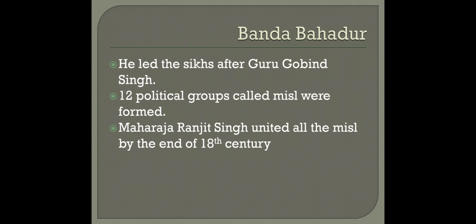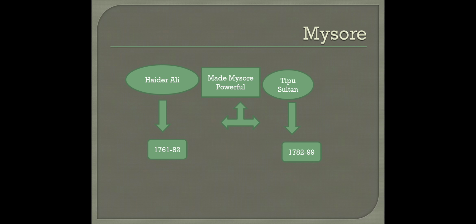Now after Guru Gobind Singh Ji, the Sikhs were led by Banda Bahadur, who was the military commander of the Khalsa army. Then by the 18th century, there were 12 political groups which were formed, known as misl. Each misl was looking after a specific area and had a leader. Later, by the end of the 18th century, Maharaja Ranjit Singh united all the misl and established a powerful kingdom in Punjab. Then we started about Mysore.